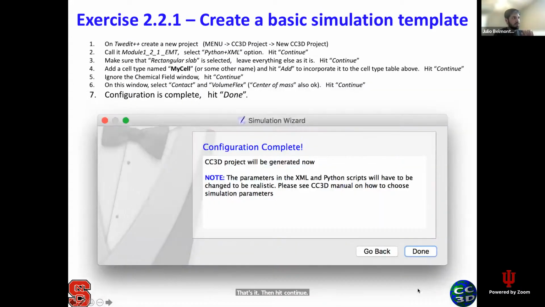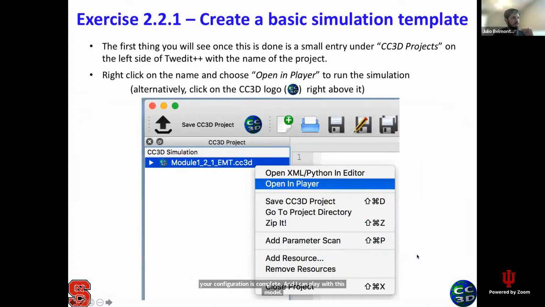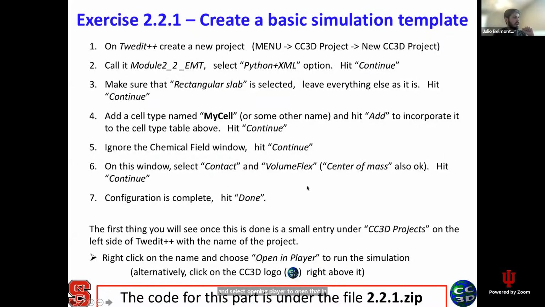And congratulations, your configuration is complete. And now you can play with this model. Okay, once you have that, hit done. And then, if your Twedit was empty, you should see the name of your model here. Right click or double click there and select open in player to open that in the CompuCell player. So if you're a little bit lost, here are all the instructions again.